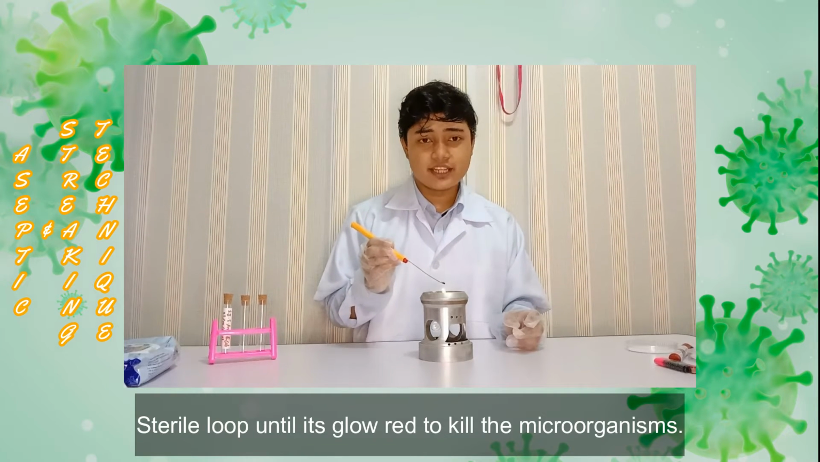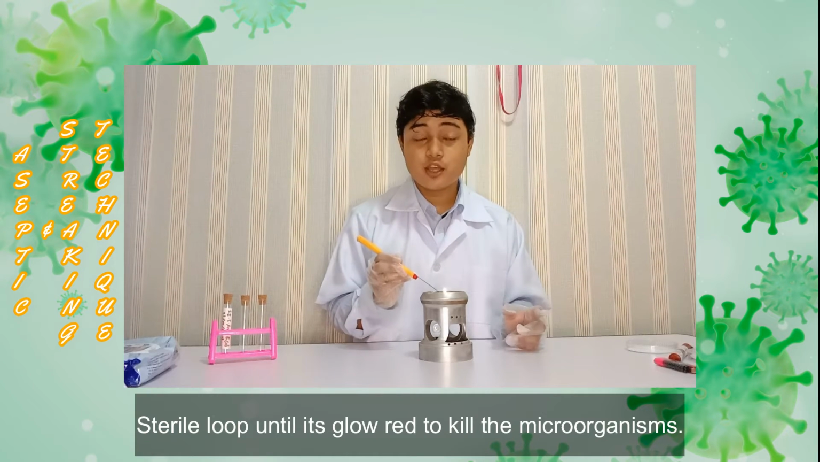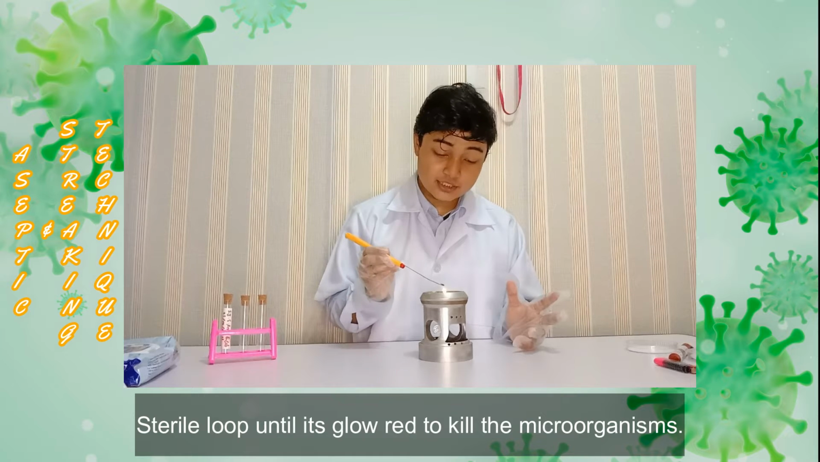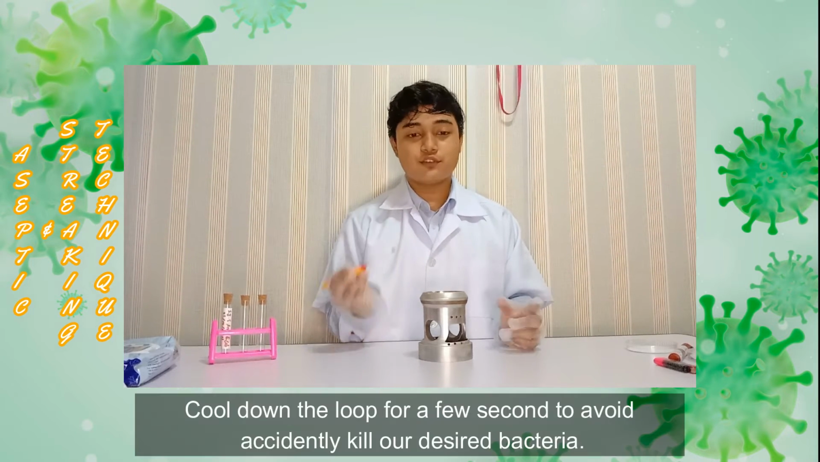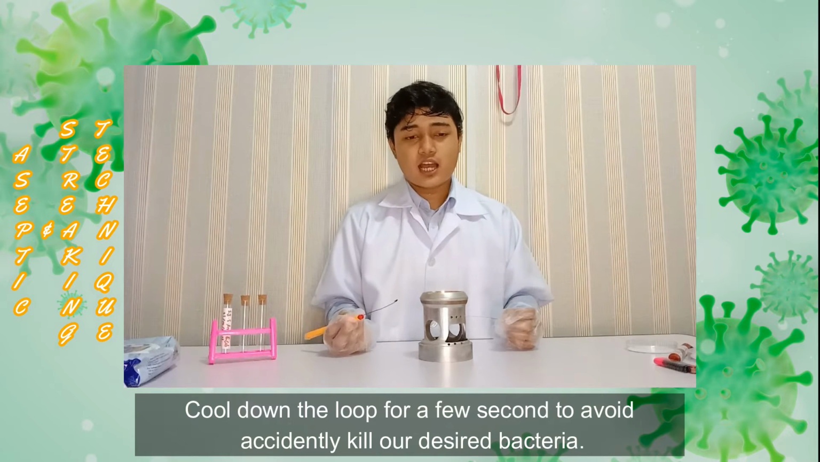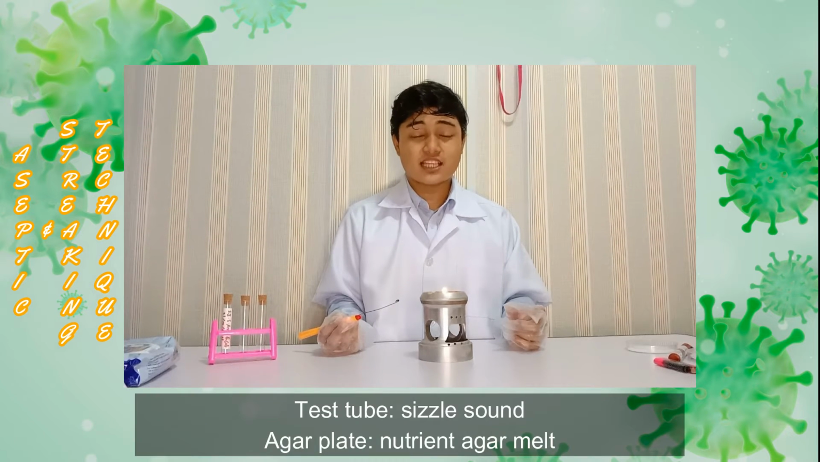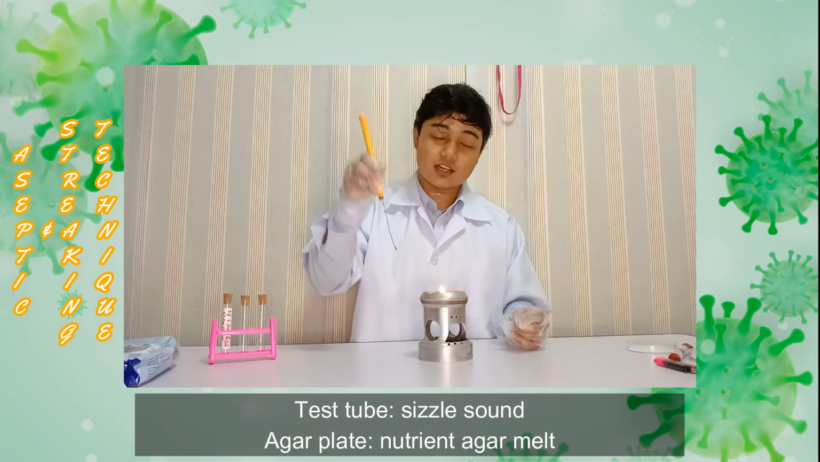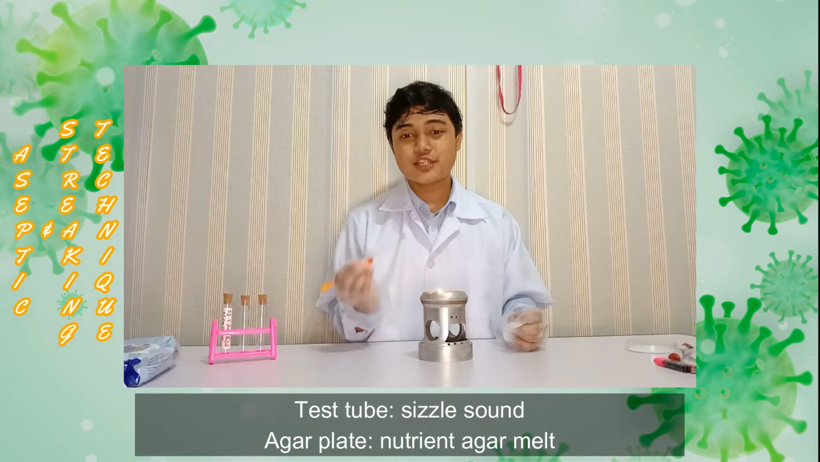We need to sterilize our loop by holding it in the flame of the Bunsen burner until it glows red. It is very important because we need to kill any unnecessary microorganisms on the loop to avoid contamination. After that, we let the loop cool down for a few seconds, because if we put the loop inside our broth while it is too hot, it will kill our microorganisms. It sizzles in the broth, and if we put it on the agar, the agar nutrient will melt.